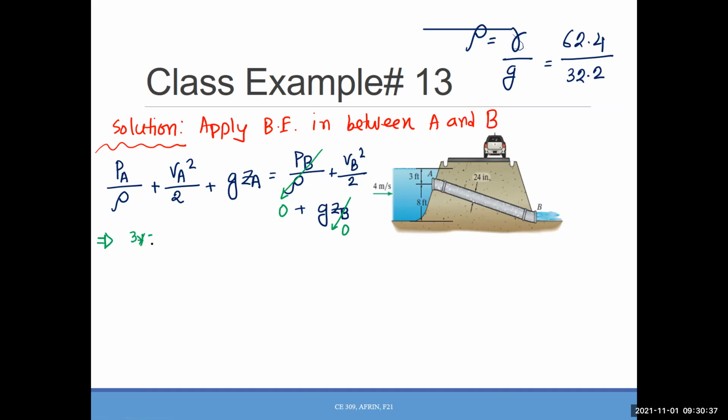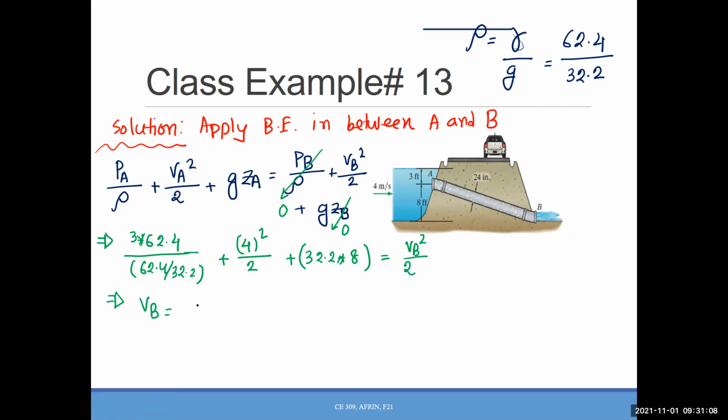So PA is 3 times 62.4. Rho is 62.4 over 32.2. VA is 4 square over 2 times 32.2 times 8, and here it's VB square over 2. If you do the calculation properly, you should get 26.9. Okay. And what will be the unit? Feet per second. And the volumetric flow rate will be what? AB times VB, so pi over 4 times 2 over 12 square, and the VB will be 26.9. So what answer did you get for this one?